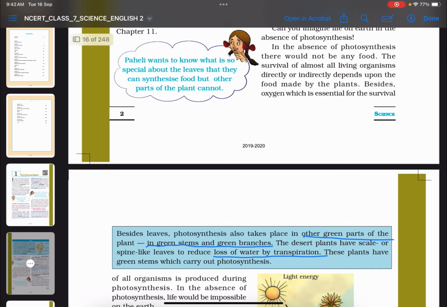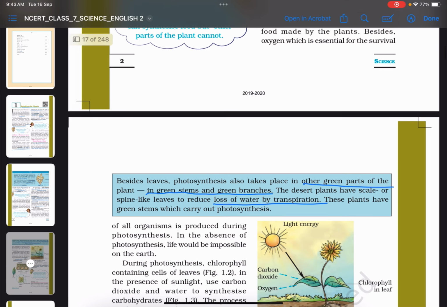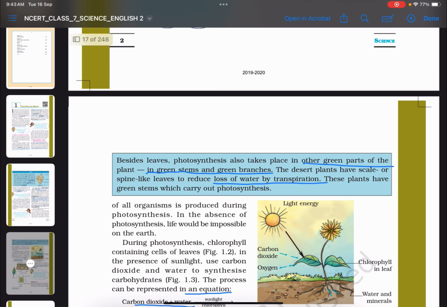In the absence of photosynthesis, there would not be any food. The survival of almost all living organisms directly or indirectly depends upon the food made by the plants. Besides, oxygen, which is essential for the survival of all organisms, is produced during photosynthesis. In the absence of photosynthesis, life would be impossible on the earth.